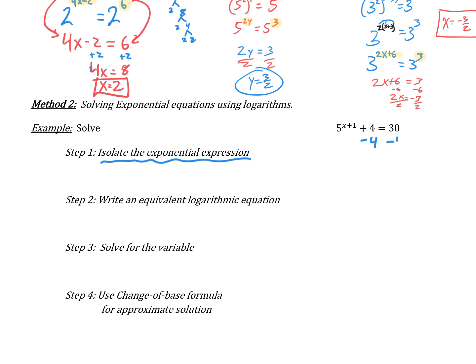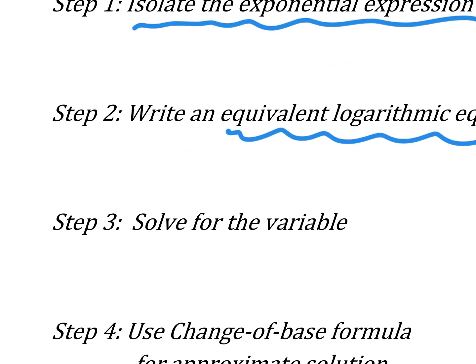So for this example, we're going to subtract 4 from both sides, and that leaves us 5 to the x plus 1 equals 26. All right. Now, what we're going to do is write an equivalent logarithmic equation. So we're going to change this to a logarithm. We're going to keep in mind this relationship that b to the y equals x. We'll swing that base around, and we can rewrite this as y equals log base b of x.